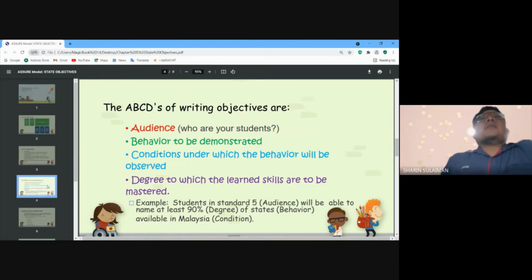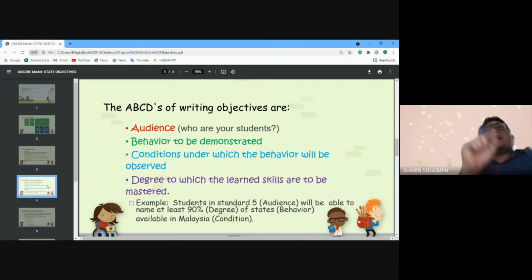All right. Next is condition: the condition under which the behavior will be observed, the scope of the topic. For example, at the end of this course, the student should be able to explain the concept of information management. The concept of information management is the condition. Another example: the student should be able to use software to create citations. That bibliographic software is the condition.